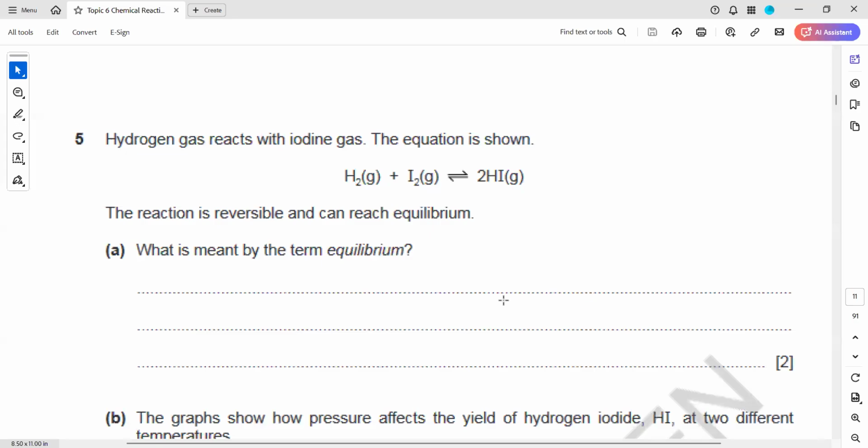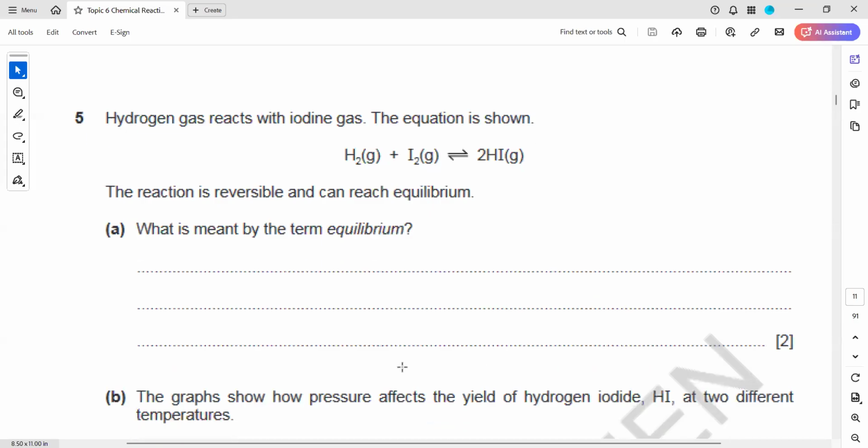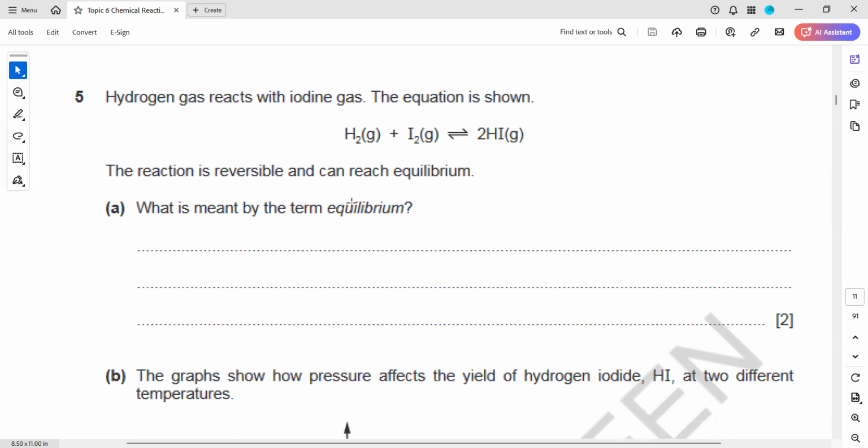This is topic 6, classified paper 4, chemical reactions. Hydrogen gas reacts with iodine. The equation is shown. The reaction is reversible and can reach equilibrium. This is a very common question in exams.